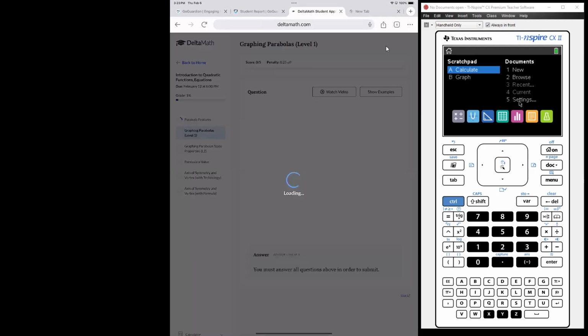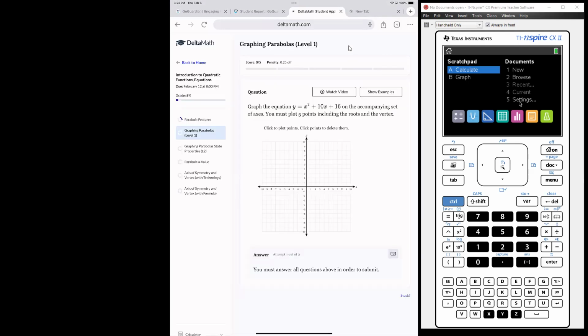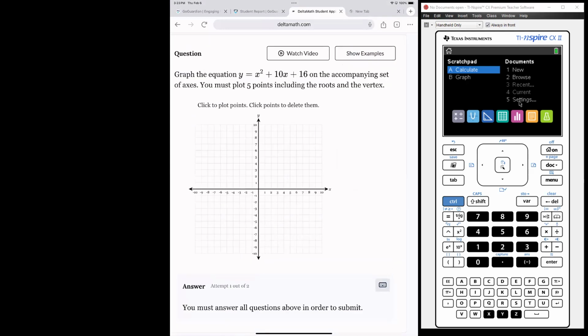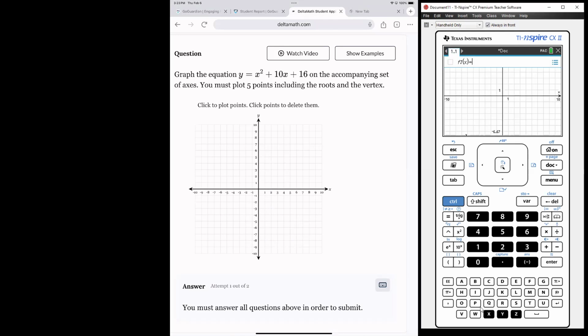So now the second part is just graphing. So they're going to give us an equation, and then they want us to plot 5 points. But now we have to plot the roots, the zeros, and the vertex. So let's go ahead, grab the calculator, and we're just going to enter it. So it's going to be x squared plus 10x plus 16. And then you press enter. There it is.